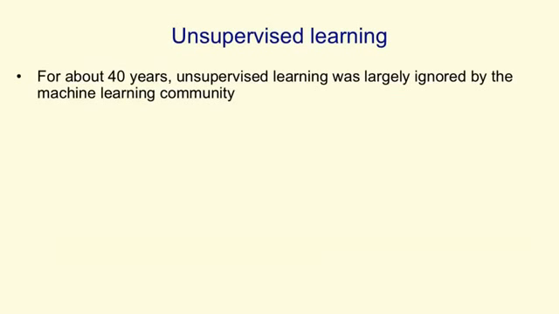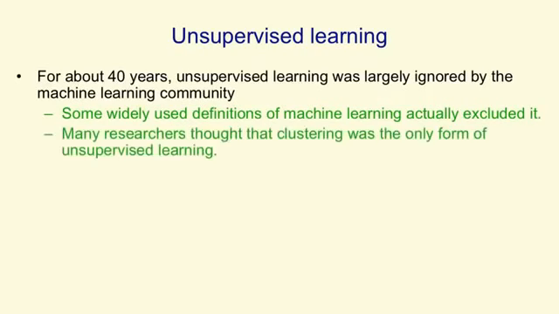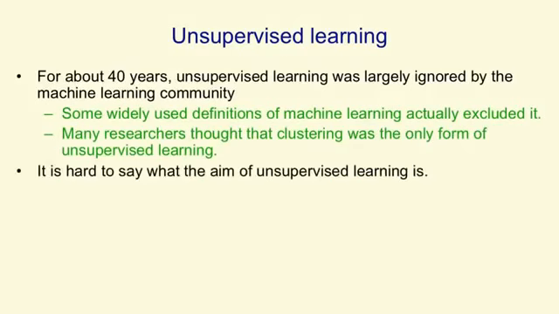For about 40 years, the machine learning community basically ignored unsupervised learning except for one very limited form called clustering. In fact, they used definitions of machine learning that excluded it. So they defined machine learning in some textbooks as mapping from inputs to outputs. And many researchers thought that clustering was the only form of unsupervised learning. One reason for this is that it's hard to say what the aim of unsupervised learning is.